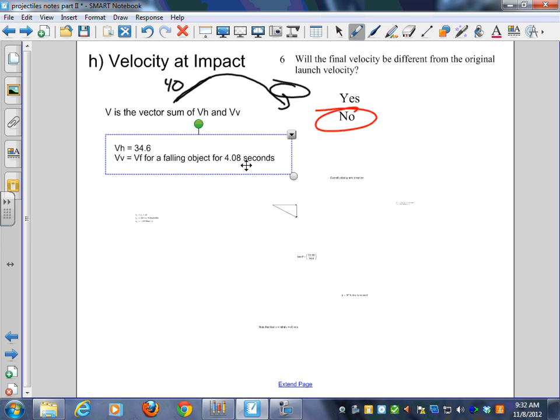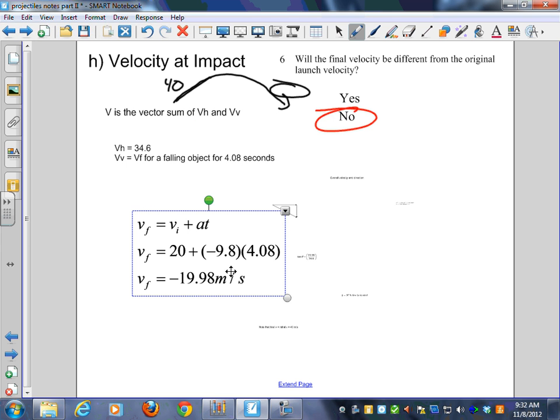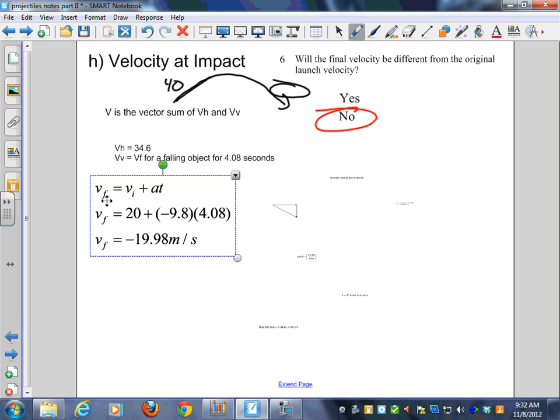Watch what happens. If I put in VF equals VI plus AT, my initial vertical component is 20, plus or minus 9.8 times 4.08. What do I get? Minus 19.98. It really is minus what? 20. How come it's not exactly minus 20? Like the 9.8 is correct. How come? Any ideas? The 4.08 is just rounded a little bit, okay? So the final vertical component is minus 20, the same as the initial was.